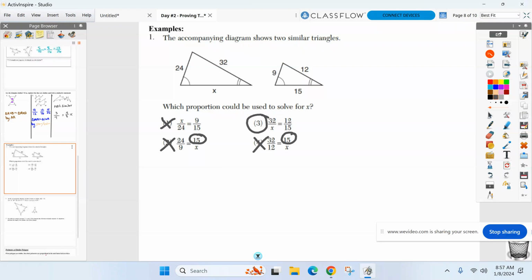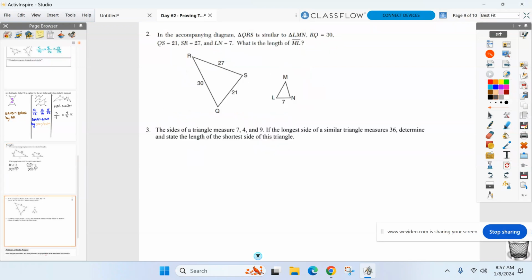All right, real test now. Can you do it by yourself? Can you match up these sides by yourself? All right, two triangles are similar. What's the length of ML?